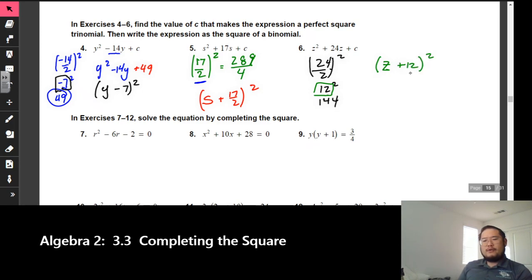And don't forget, if you were to FOIL this out right here, that will get us our z squared plus 24z plus 144. Okay, so this z plus 12 quantity squared is the same thing as z squared plus 24z plus 144. And if you don't believe it, well, you can go ahead and FOIL it out.